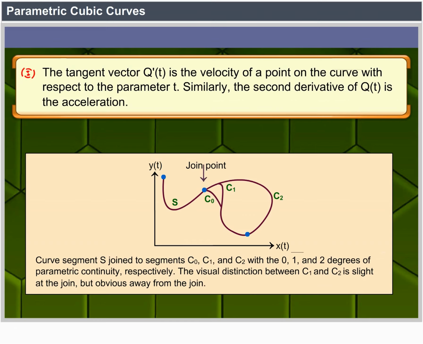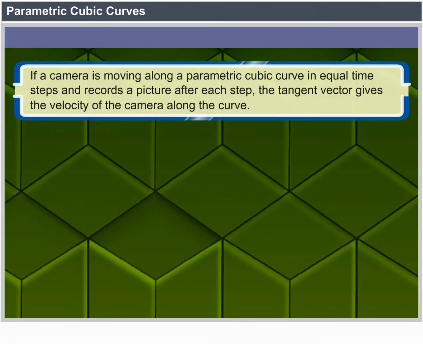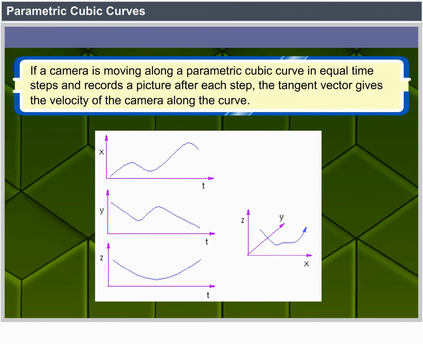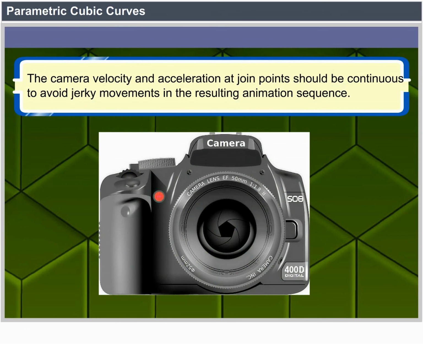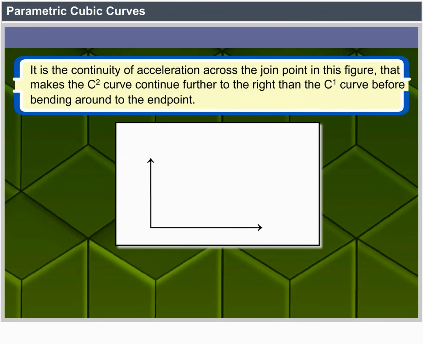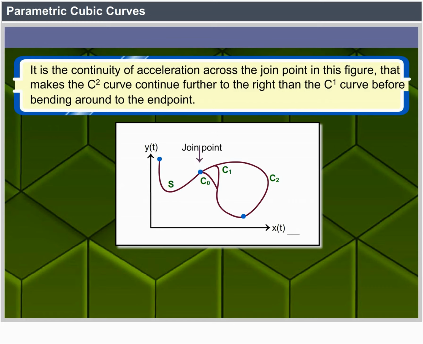If a camera is moving along the parametric cubic curve in equal time steps and records a picture after each step, the tangent vector gives the velocity of the camera along the curve. The camera velocity and acceleration at join points should be continuous to avoid jerky movements in the resulting animation sequence. It is this continuity of acceleration across a join point in this figure that makes the C2 curve continue farther to the right than the C1 curve before bending around to the end point.